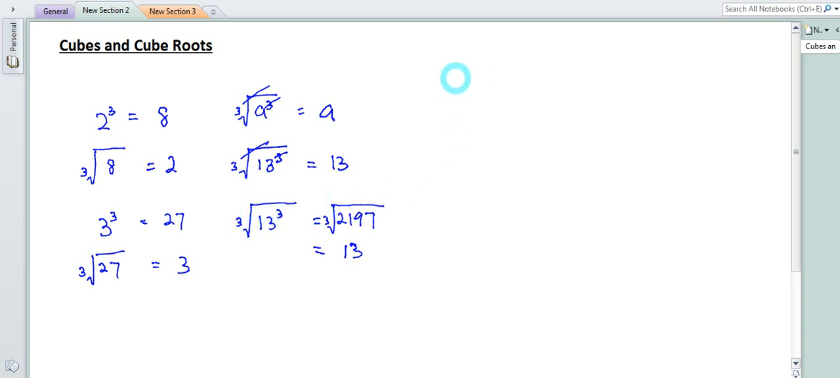Let me give you a few examples. Okay, let's say cube root of 20 cubed. So you can get the answer very fast. If this is cube root, this is cube, you can do this way. If this is cube and this is square root, we cannot do this way. Or if this is cube root and this is square, we cannot do this way either. Okay, so the answer is 20.